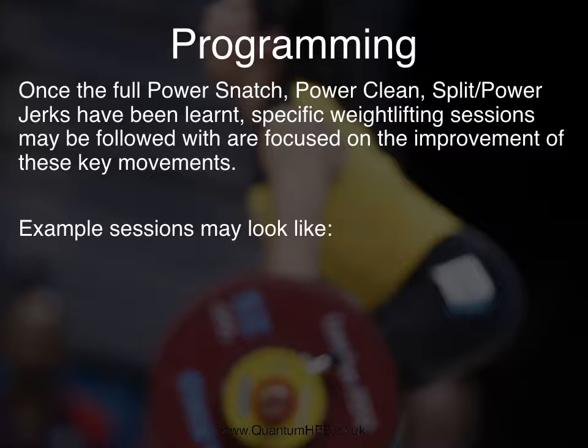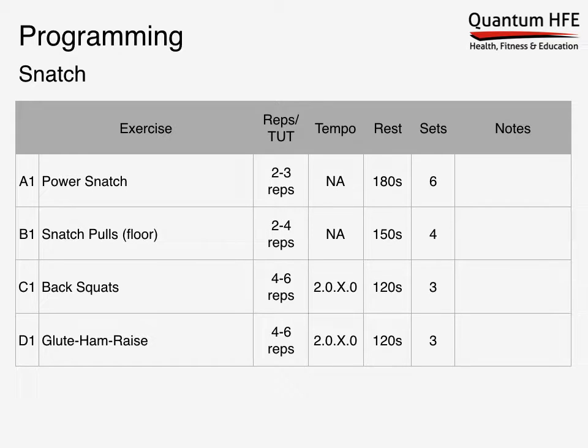So once the full power snatch, power clean or split power jerks have been learnt, specific weightlifting sessions may be followed which are focused on the improvement of these key movements. We'll just show you a few example sessions of what they may look like. If you're doing the snatch, for example, maybe doing 2 to 3 reps of the power snatch for 6 sets, maybe 3 minutes between sets.